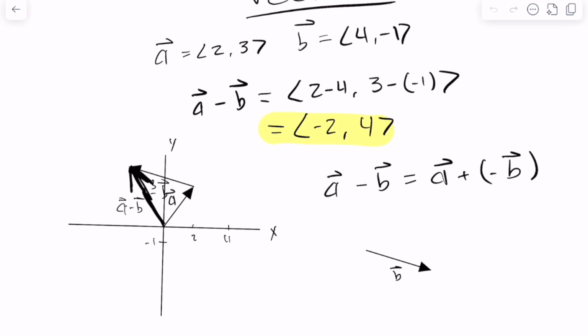And let's confirm that. Well, we see right here it's negative 2 and 4. So if we go negative 1, negative 2, then we go 4 upwards, 1, 2, 3, 4. We get to exactly this point. So that is exactly how you solve for subtracting vectors and how you can view it graphically.